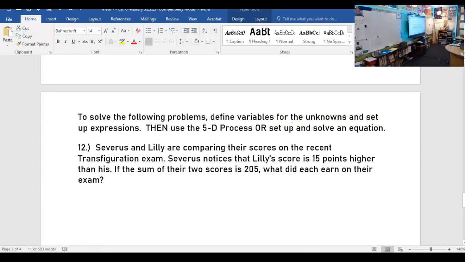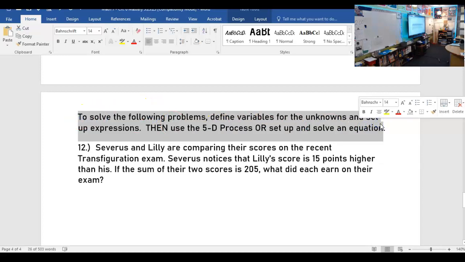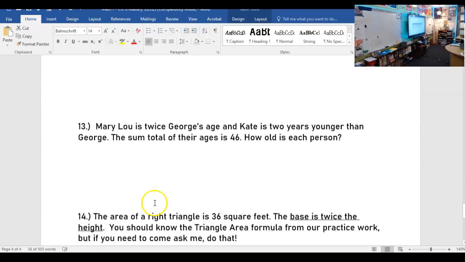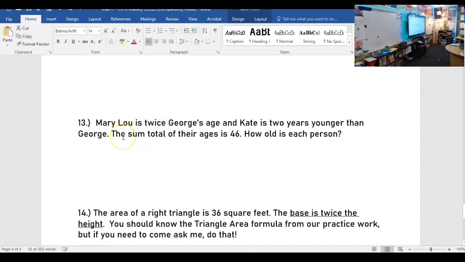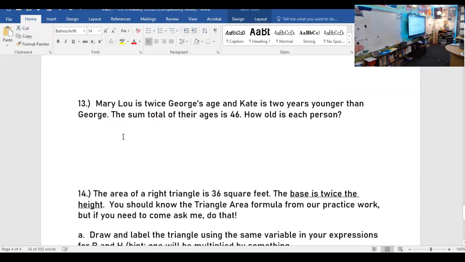And the final page, for those of you that are only half paying attention anymore. The final page, either use 5D process or algebra, whatever you want to do. Severus and Lily comparing their test scores. George and Mary Lou comparing their ages.